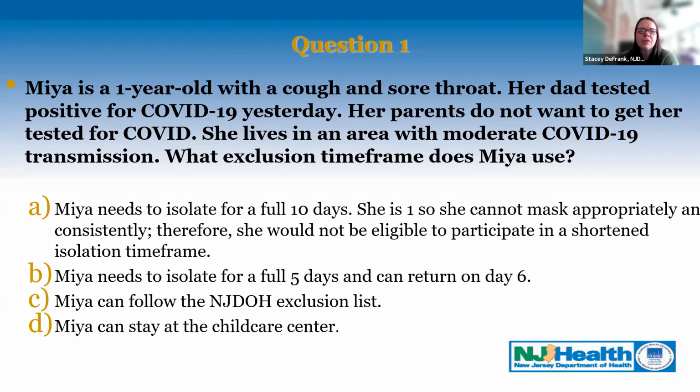All right, so the majority, 82%, chose A, and that is the answer. Maya should isolate for the full 10 days because she's unable to mask due to her age, and she did not test. So please note, if the community was in low transmission, Maya would still be considered a probable case because of the exposure to her dad and should still follow the 10-day isolation.